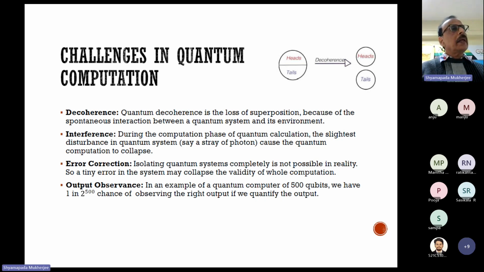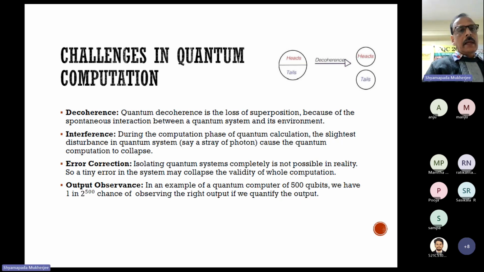Then decoherence. You see, in classical computation, what is the maximum error that can happen? Suppose your result is 0, 1, 1, 0. So 0 can go to 1 or 1 can go to 0. But in quantum computation, what are the states? You have a Bloch sphere representation. You have many states on the whole sphere. How many points? Infinite points. So any point can go to any other point. So correcting quantum errors is very difficult.